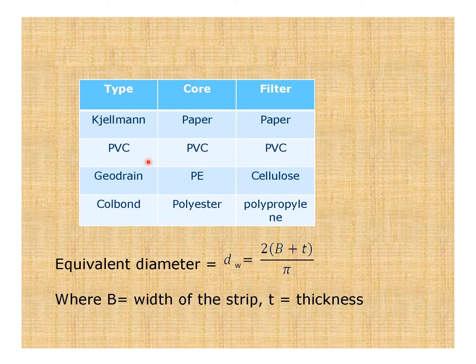So different trade names are available for the prefabricated vertical drains, and in the core we have different materials, and the filter types are also mentioned. So the equivalent diameter of the prefabricated vertical drain can be determined by using this formula, and here B is the width of the strip and T is the thickness of that prefabricated vertical drain.